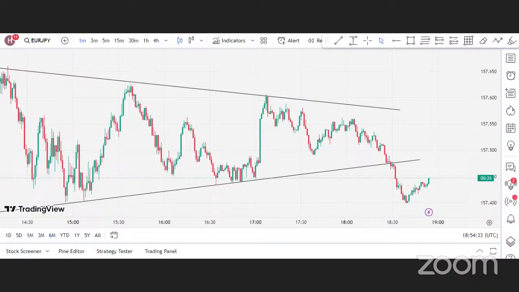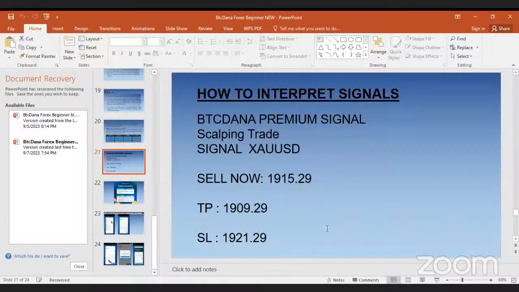So this is how a signal looks like. Let me share my screen to the slide. If you deposit on your BtcDana trading application, this is how a signal looks like. I'm sure you've seen this on the general BtcDana group, where you see buy, sell this, buy that. You understand? So that is a signal. And how do you interpret this signal? How do you know what the signal is telling you?